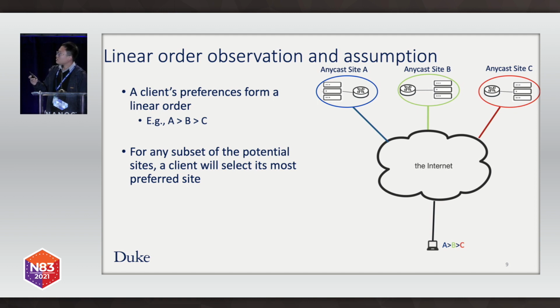With this total order, we have the capability to predict the catchment site for any possible combination of those sites. For example, if we only enable Anycast site A and Anycast site C, Anycast A will be selected in the end. If we only enable Anycast site B and Anycast site C, Anycast site B will be selected. And if we enable all Anycast sites, the most favorable one, Anycast site A, will be selected.